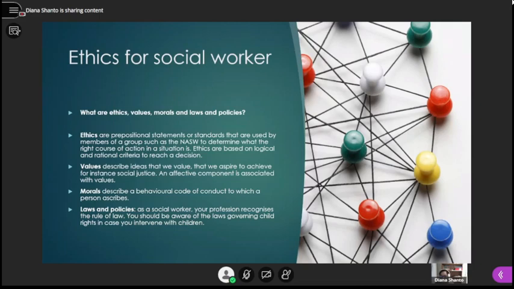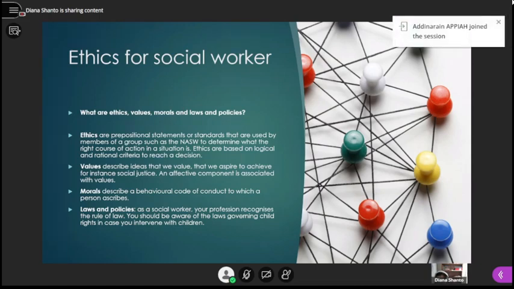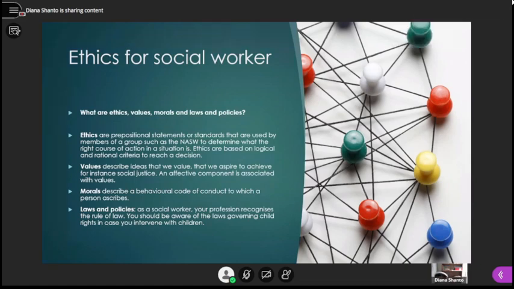Donc ethics are prepositional statements or standards that are used by members of a group. For instance, the National Association of Social Workers. For social workers, for psychologists, it's the psychological association. There are many, but the main one is the American Psychological Association, the APA. Et puis, il y a plein d'autres.